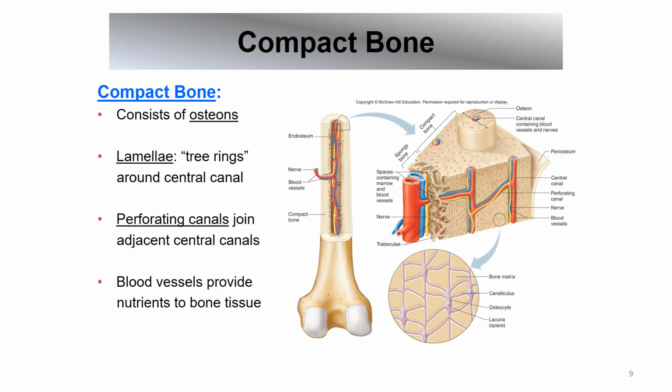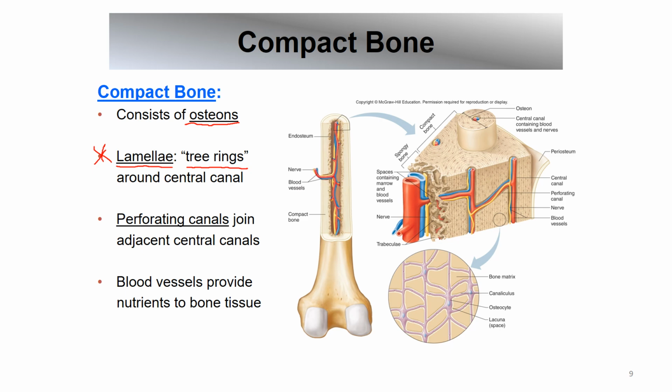And so here again, compact bone consists of osteons. Osteons are the structural and functional units of bone. So again, these are the tree trunks. When you look at these osteons, just like with a tree trunk, we see tree rings. So these rings making up the osteons, lamella. So these rings are circular, they're going around the central canal.